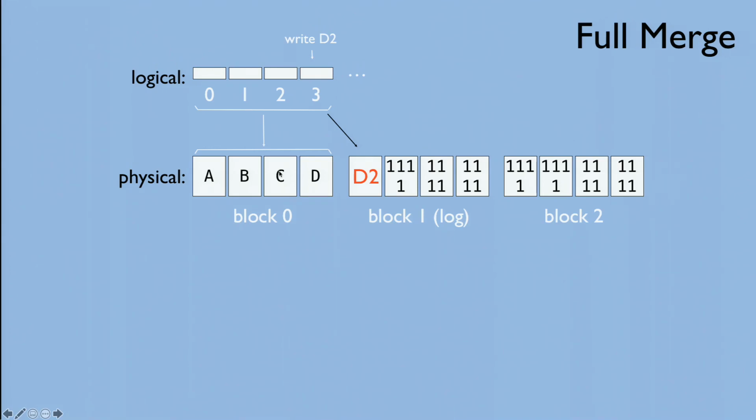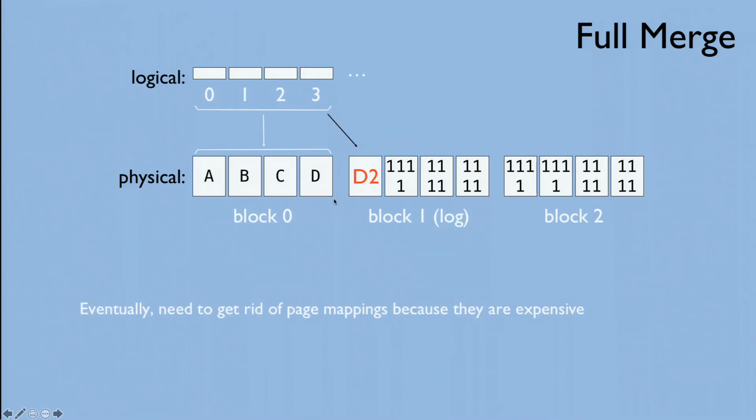The whole point is we need to eventually convert everything to block-level mappings. We can't let everything degenerate to page-level mappings. That would take too much space. So if we don't do any more writes at this point, the SSD is going to have to do what's called a full merge, where it has to merge the pages in this block together.